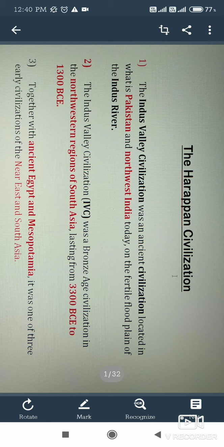The Indus Valley civilization, IVC for short, was a Bronze Age civilization in the northwestern region of South Asia, lasting from 3300 BCE to 1300 BCE. This is the time period. Together with ancient Egypt and Mesopotamia, it was one of the three early civilizations of the Near East and South Asia. So the Harappan civilization is an ancient civilization like ancient Egypt and Mesopotamia.